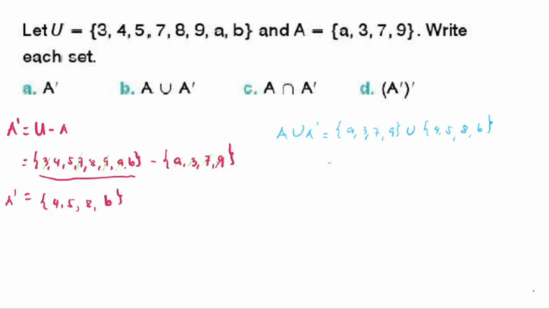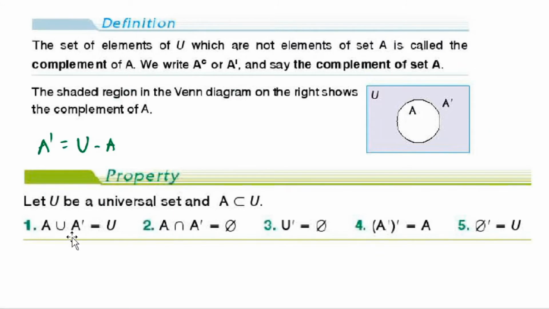So let us combine everything because there is union. Start with the numbers and arrange them in increasing order. So we have 3, then 4, 5. Next we have 7, 8 and 9. Then the letters, we have A, B, which is actually the value of the universal set. So we have proved that A union the complement of A is equal to universal.